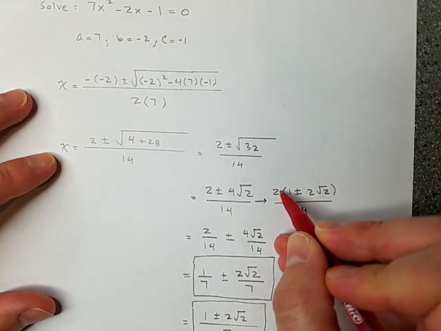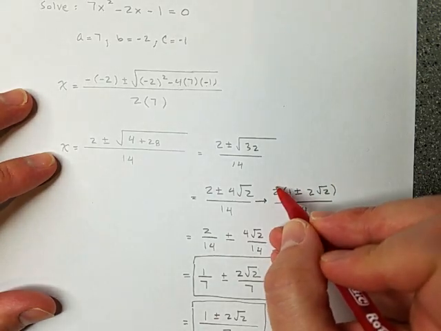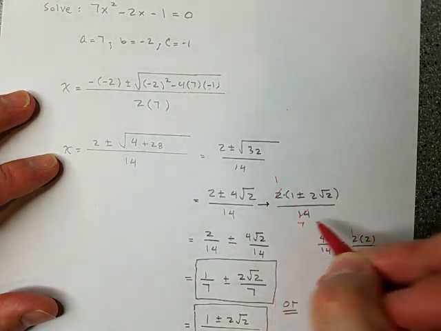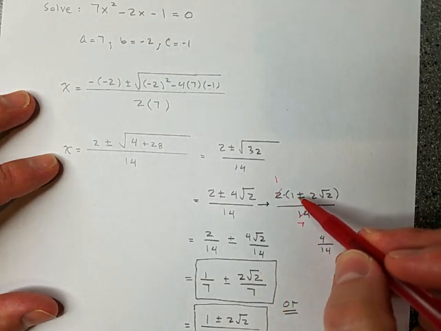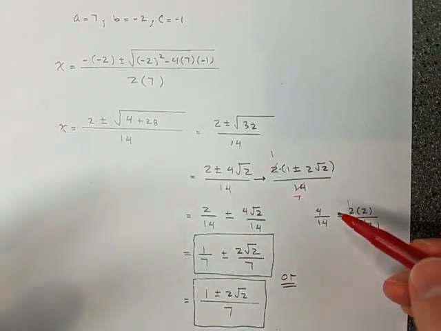And then that says 2 times. I got 2 times this number over 14. And the 2 and the 14 cancel as a 1 over 7. So I'll get 1 plus or minus 2 root 2 over 7. I'll get the same thing. So you could do it like that.